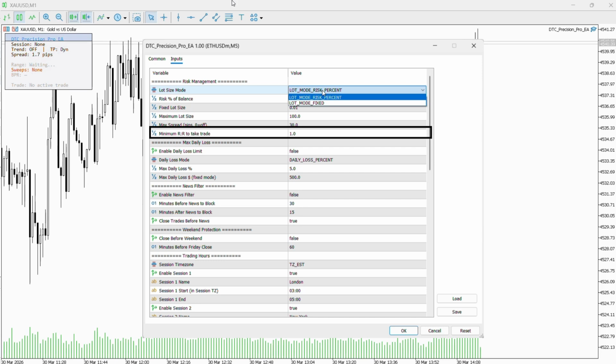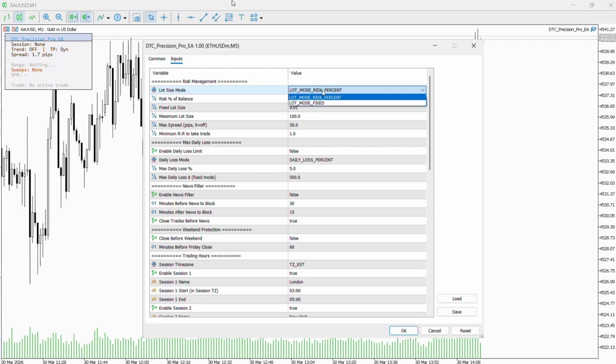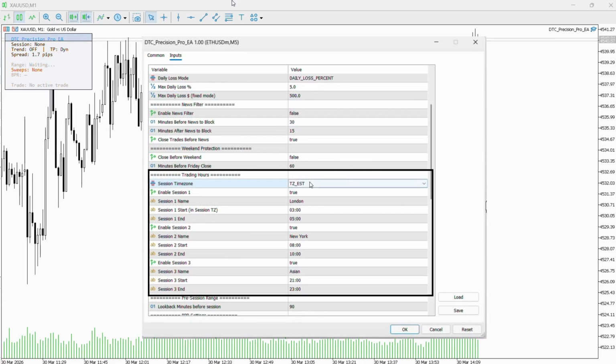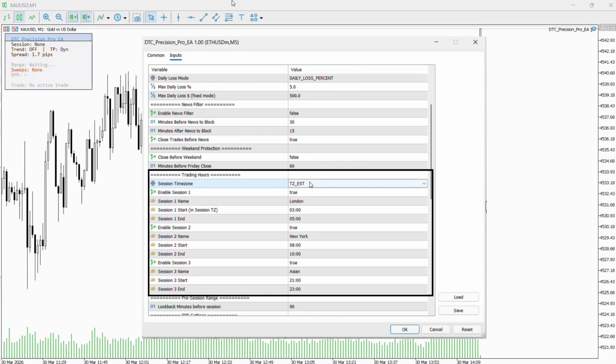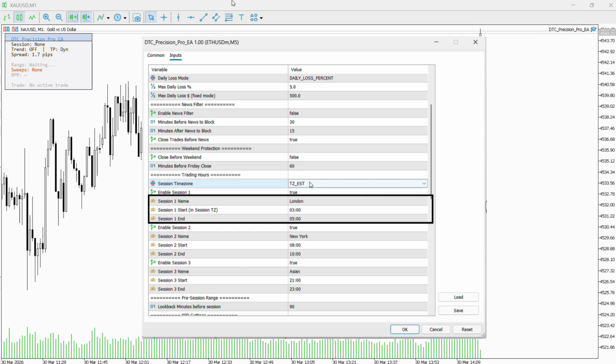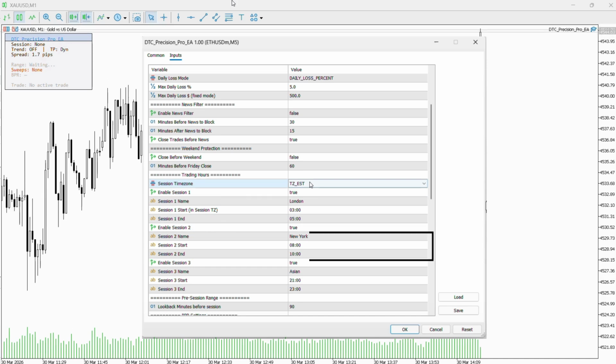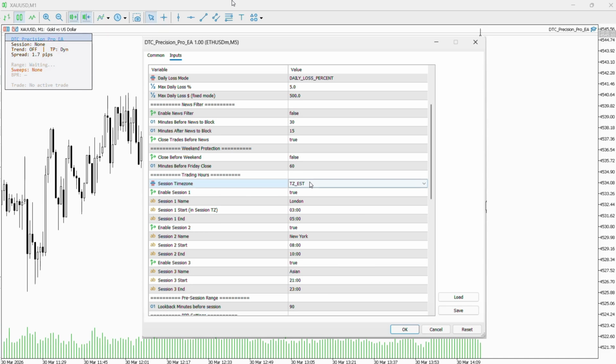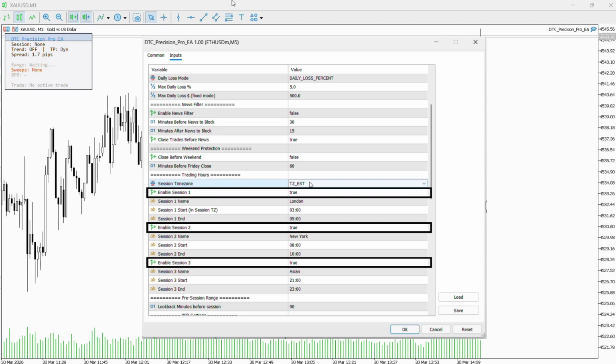Min risk reward sets the minimum R to R required. If the BPR forms but the R to R doesn't meet your minimum, the entry is rejected. Trading hours. You get 3 sessions, each with its own name, start time and end time. Default is London 3 to 5, New York 8 to 10, and Asian 21 to 23, all in Eastern Standard Time. You can enable or disable each session individually.